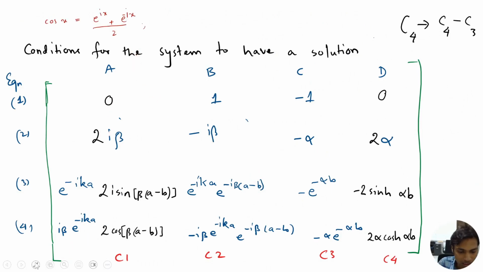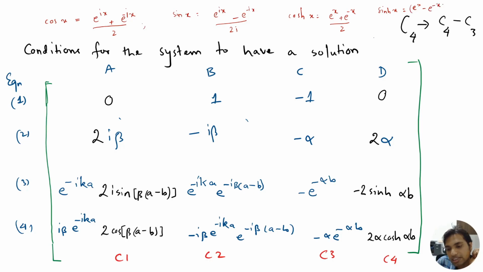So I'll just write some expressions, it will be helpful. So sin x is nothing but e to the power ix minus e to the power minus ix by 2i. Then what else is there? Then cos hyperbolic x is e to the power x plus e to the power minus x by 2, and sin hyperbolic x is e to the power x minus e to the power minus x by 2.